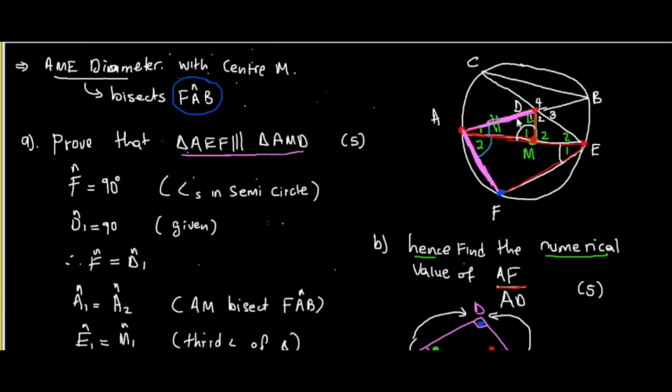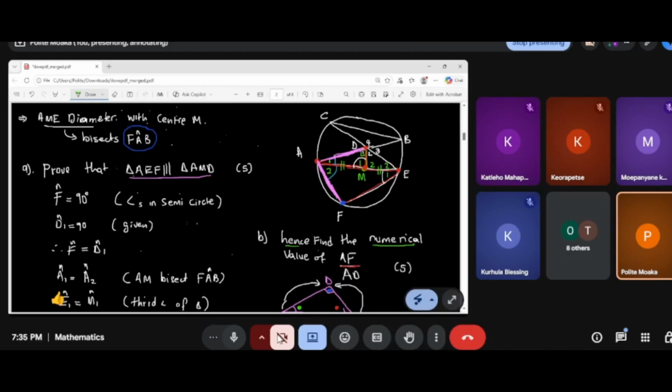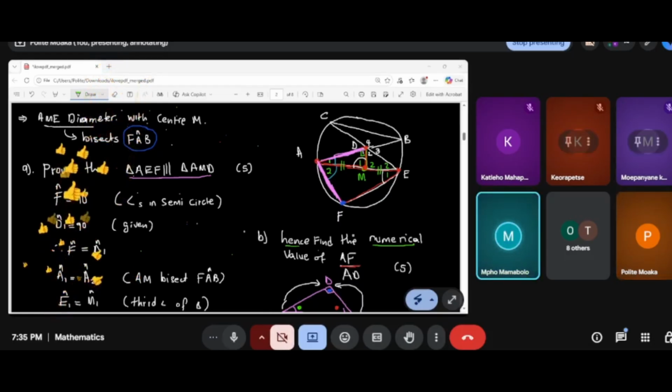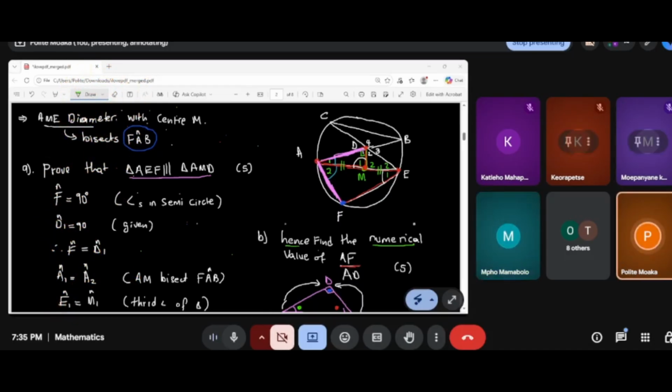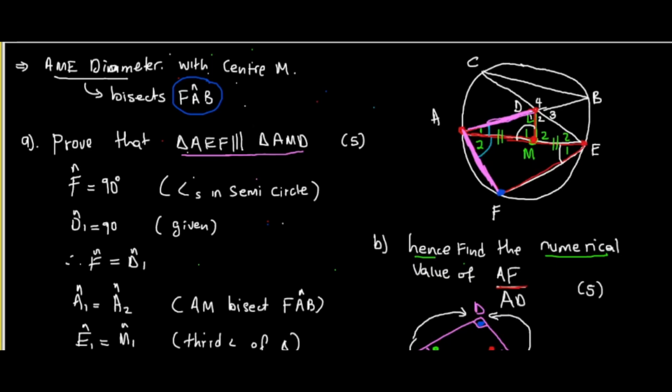AD, okay, let's not use that one. Which one should we use? Let's look at the line AM. So AM is equal to ME. Can someone tell me the reason why those two lines are equal? Anyone? They are equal because they have equal radii. Thank you. Those are radii, guys. The line AM is a radius and ME is also a radius.